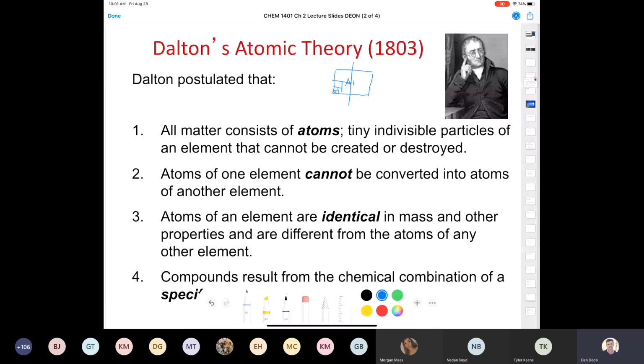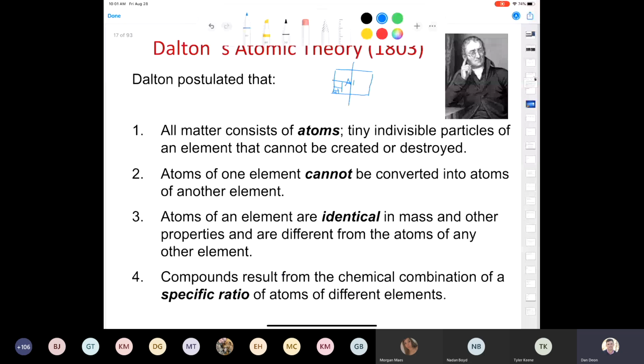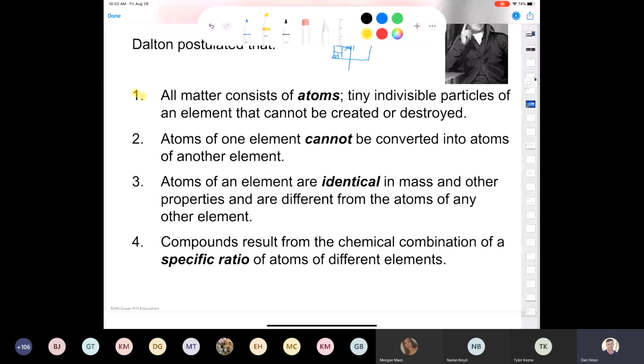And his hypotheses, which mostly hold true today, are that all matter consists of atoms. So everything consists of atoms, whether it's a student or a textbook or a statue, whatever. Everything consists of atoms, tiny indivisible particles of an element that cannot be created or destroyed. Atoms of one element cannot be converted into atoms of another element. I'm sure there might be somebody at home who's thinking, oh, fiddlesticks, now I can't convert that aluminum into gold, darn it. Atoms of an element are identical in mass and other properties and are different from the atoms of any other element.